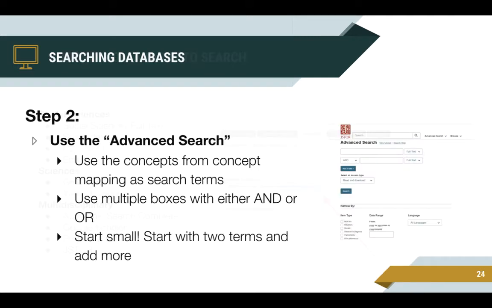So always use the advanced search when you're in a database. This allows you to use your concepts from your concept mapping, so using those search terms. You can use multiple boxes with either and or. And here, I always recommend to start small, so start with 2 terms and then add more. If you're too complex at first, you might end up with nothing right off the bat, and that can be a little intimidating in terms of getting started with your research.